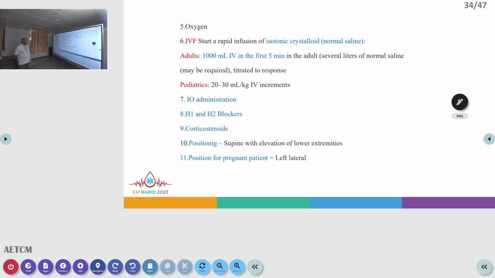Another thing is positioning. Always keep the patient immediately in the supine position and elevate the lower extremities to promote venous return to the heart.